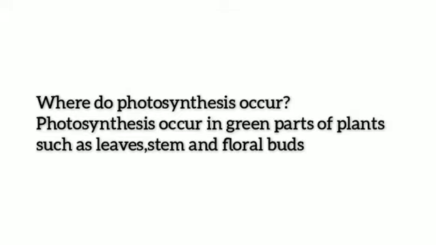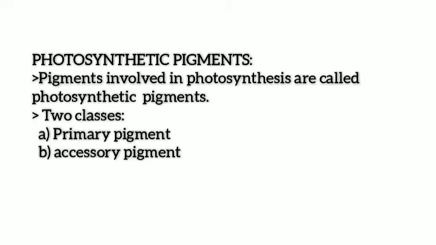When we talk about photosynthesis, we need to know where photosynthesis occurs. Photosynthesis occurs in green parts of plants such as leaves, stems and floral buds. Next we move on to the pigments involved in photosynthesis. The pigments involved in photosynthesis are called photosynthetic pigments. The photosynthetic pigments are divided into two classes, primary pigment and accessory pigments.